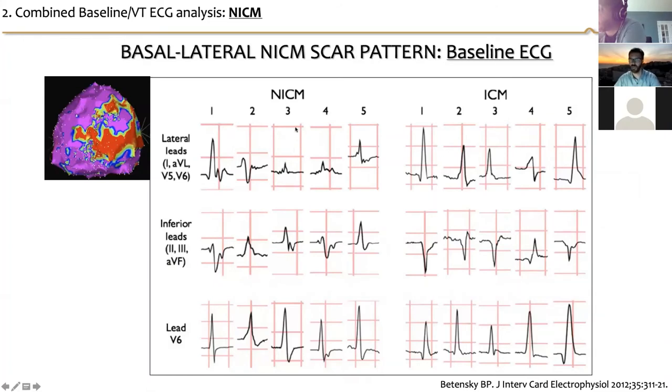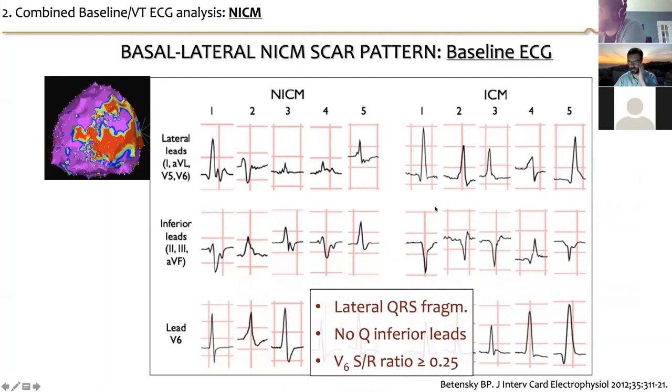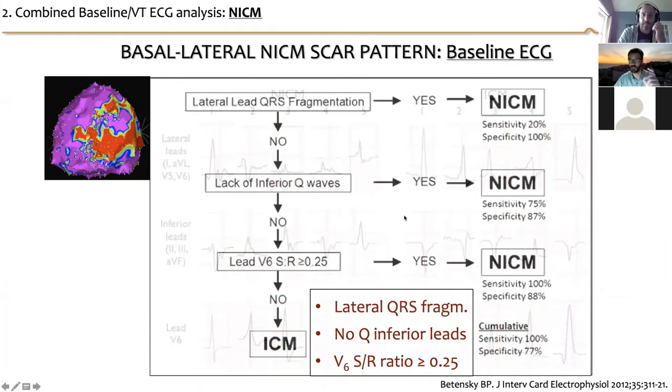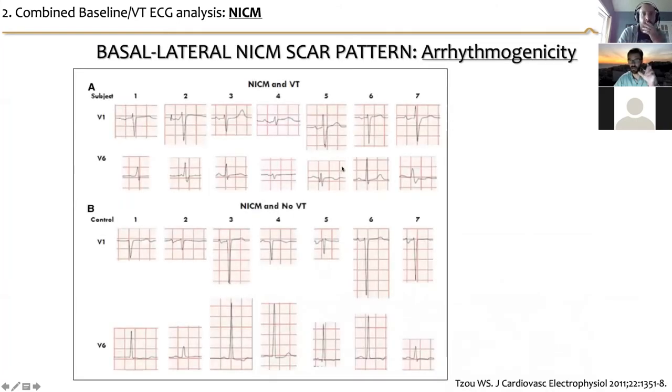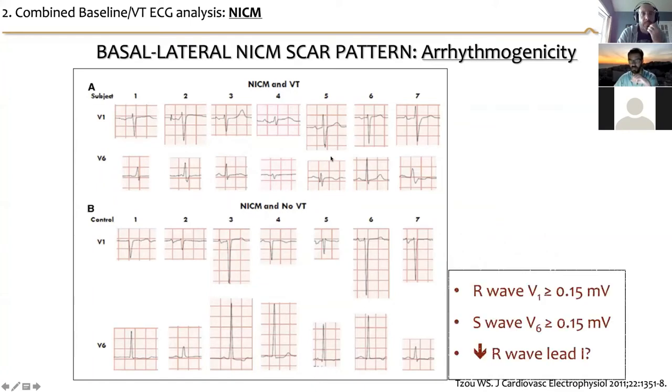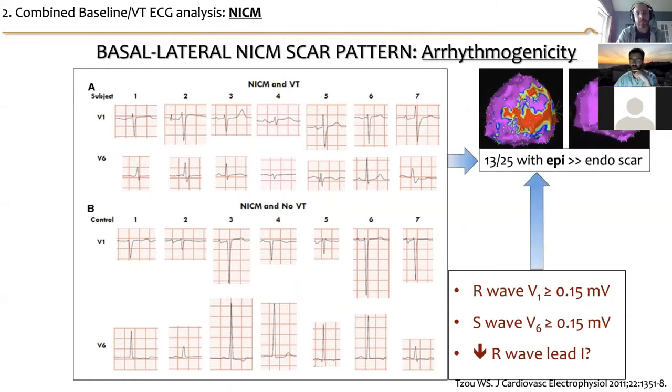We have a way to differentiate basal lateral scar in terms of whether it comes from a non-ischemic pattern or an ischemic pattern. It was described by the Penn group a while ago. We can also, in terms of arrhythmogenicity, pick up patients with non-ischemic cardiomyopathy and take a look at what happens at the R wave in V1 and what happens at the S wave in V6. We can get a sense of the arrhythmogenicity of these patients, because it's an indirect indication of a prominent basal lateral substrate, usually of a mostly epicardial location.